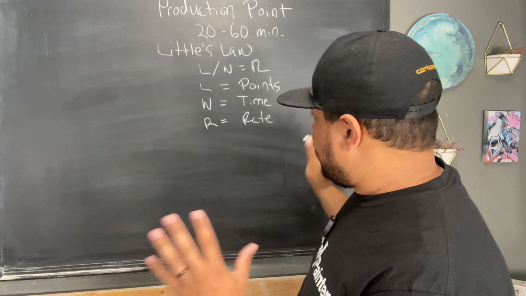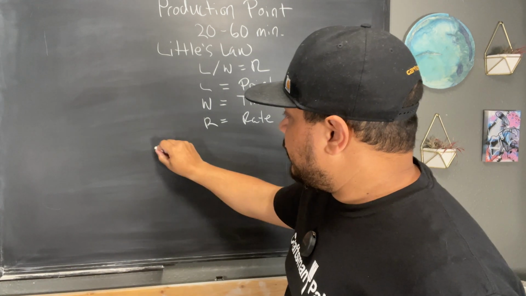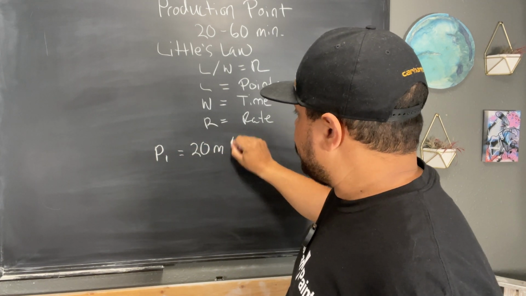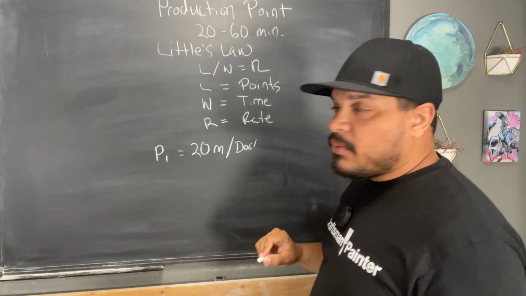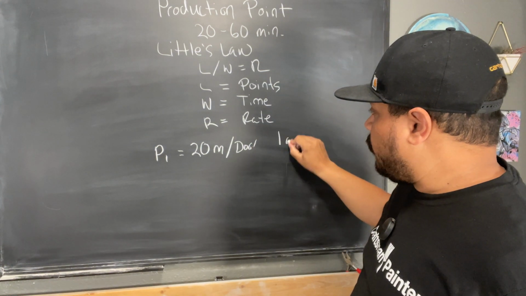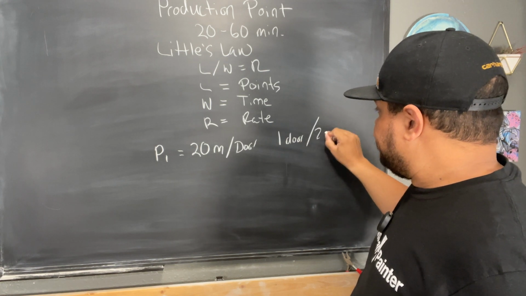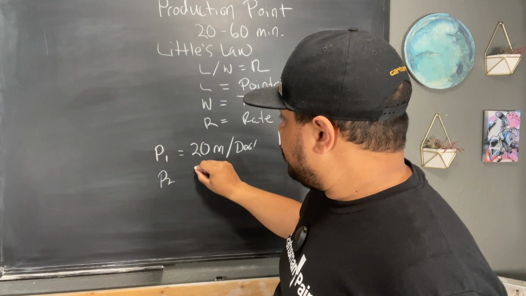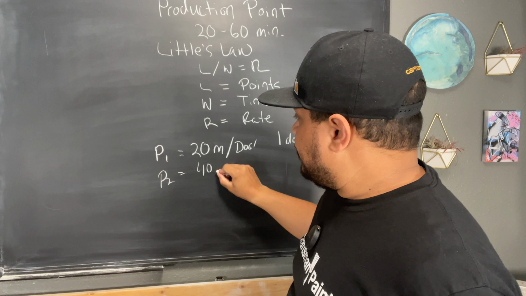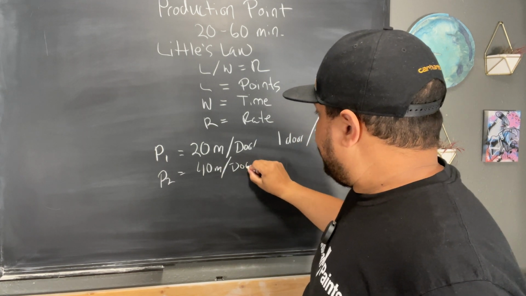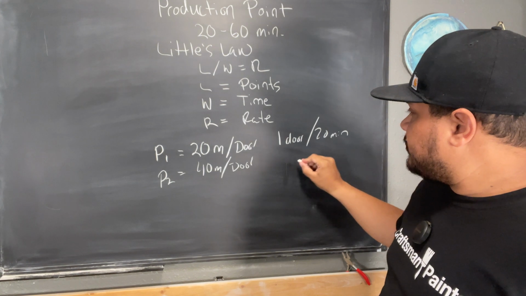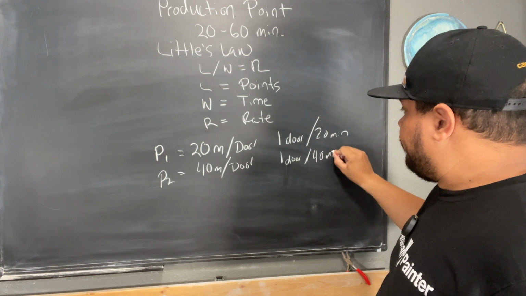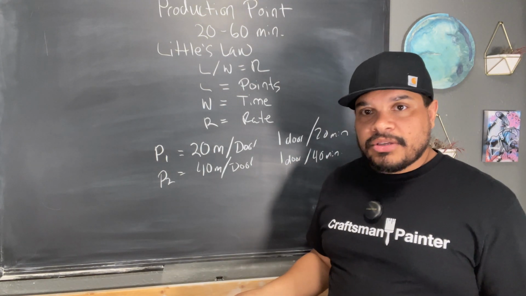So let's get into the painters. Let's talk about painter number one. So painter number one, P1 here, is going to do 20 minutes per door, okay? In other words, they could do one door every 20 minutes. And then painter 2 is going to take 40 minutes to do a door. And so we just take the inverse of that, and they can do one door every 40 minutes. Okay, so far, so good.